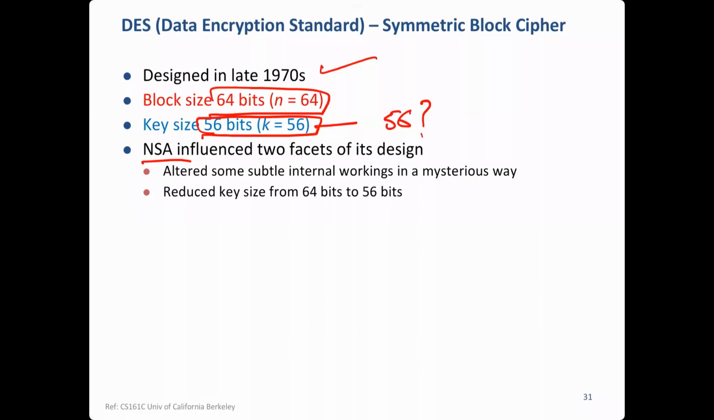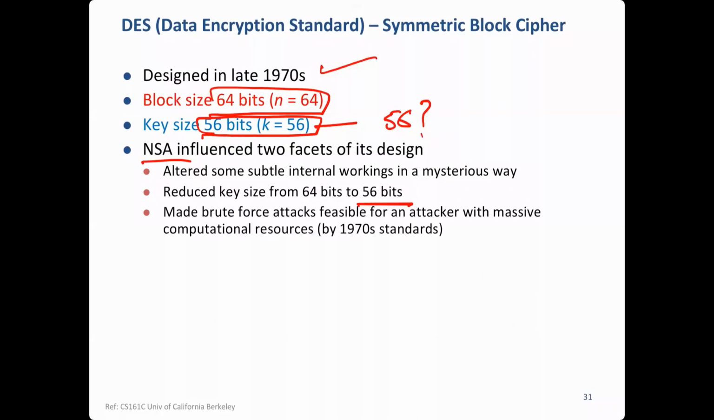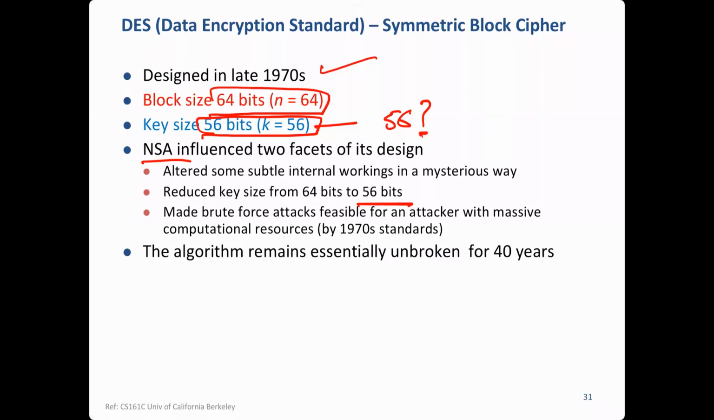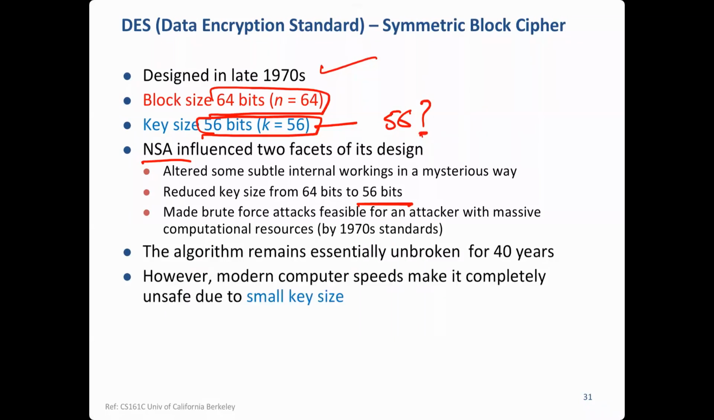The initial design was different, but the NSA influenced it to change it to 56 bits, for reasons they know better. They thought 56 bits was good enough, even though the block is 64 bits, and so on and so forth. So this algorithm, DES, remained essentially unbroken for 40 years and is still in use. Many legacy systems still use it.